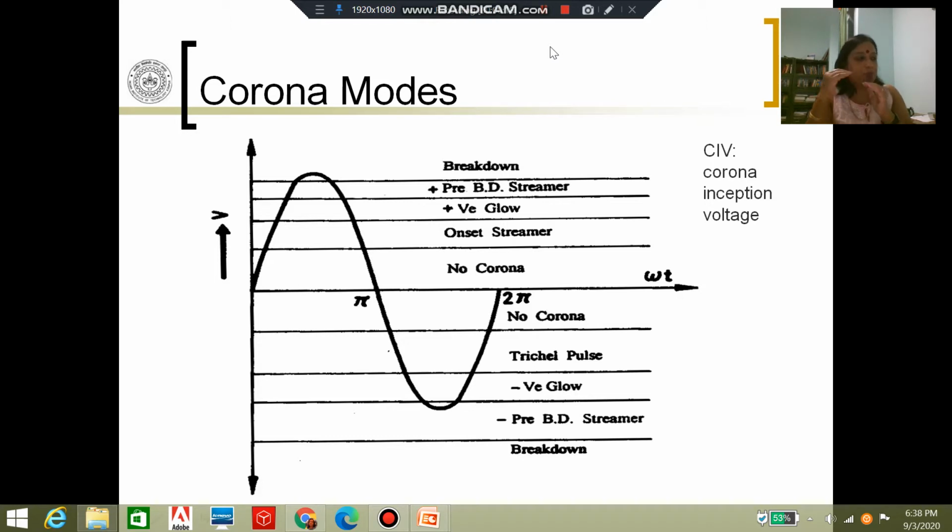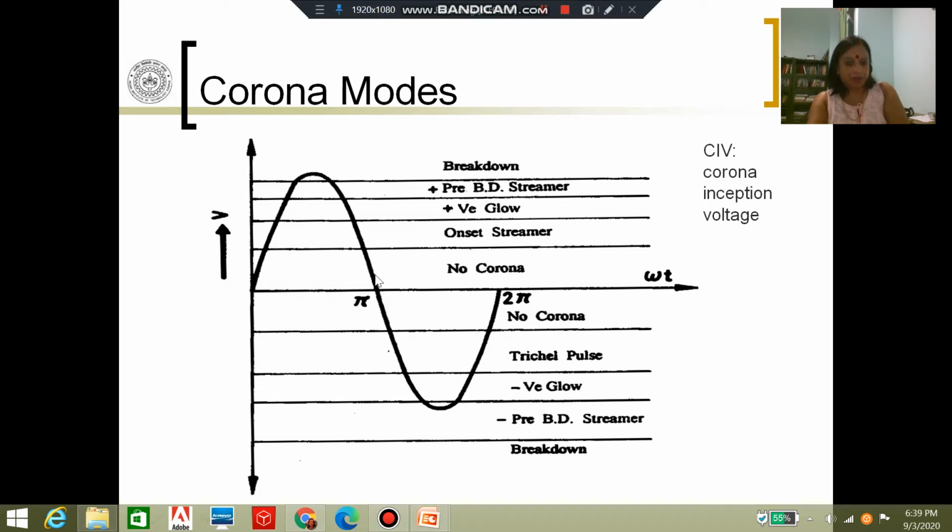Now, if you look at the different modes of corona, depending on the polarity of the high voltage electrode and depending on the magnitude of the applied voltage, and therefore the electric stress at the surface of the conductor, you would have different kinds of corona happening on the surface of the conductor. So there are various modes depending on the polarity as well as the magnitude. This picture does not depict a particular AC full cycle.